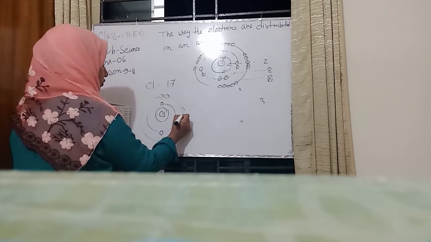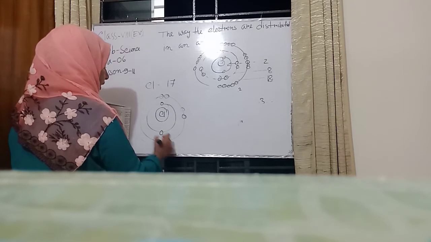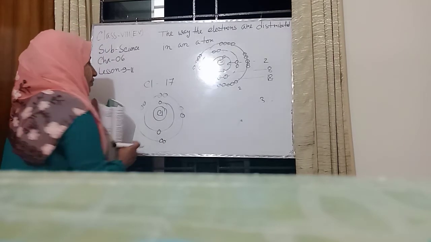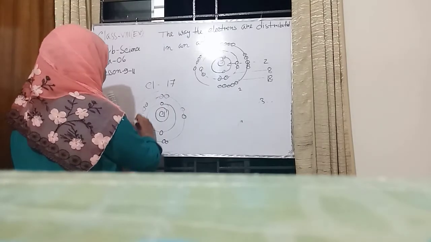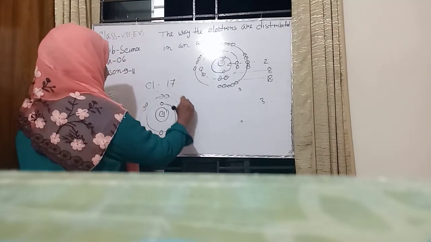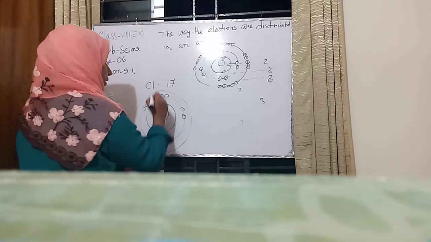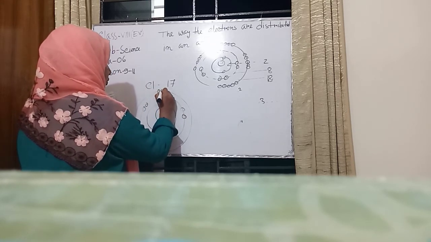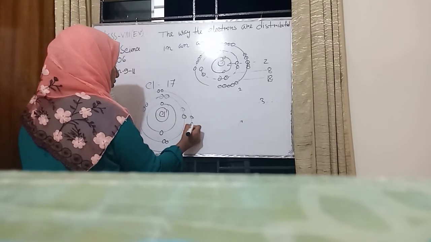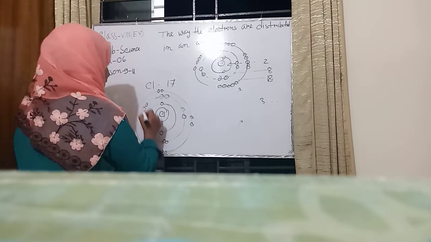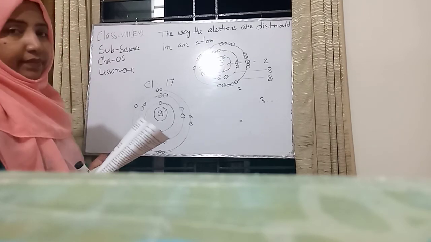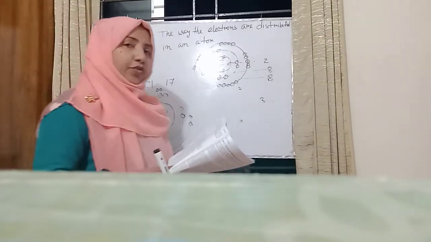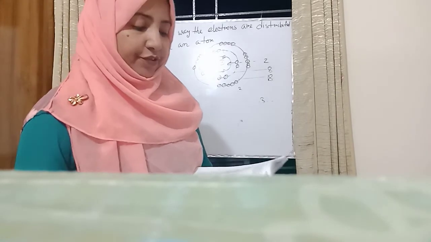1, 2, 3, 4, 5, 6, 7, 8. They fill up 10. And the third orbit, here's the third orbit. I fill up 7 electrons. Here this structure is 1, 2, 3, 4, 5, 6, and also 1 electron, and they make 17. My dear students, please everyone practice this structure.